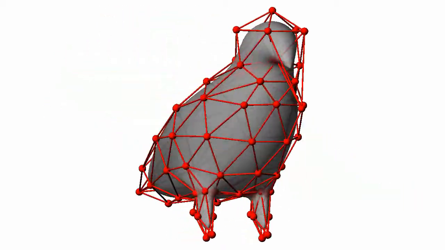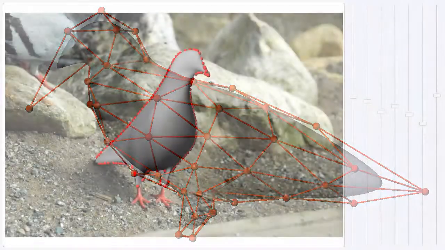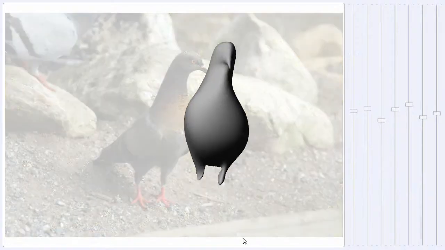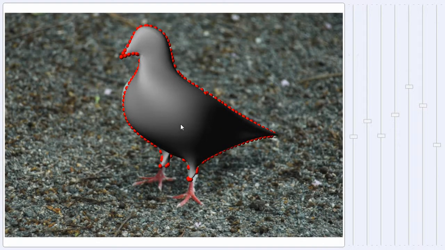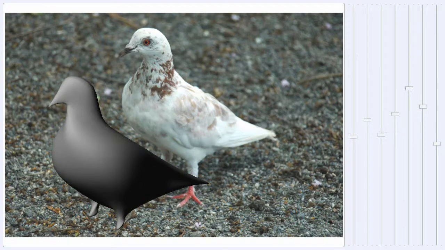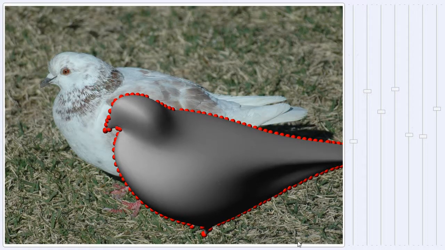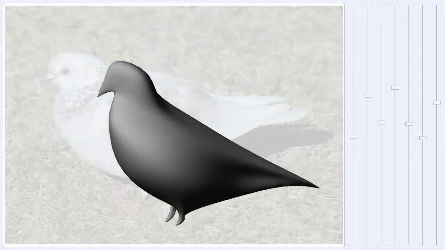Using this template mesh, we also build a morphable model of pigeons. The model is able to capture the movement of the pigeons' heads surprisingly well, given that there is no representation for articulated joints.